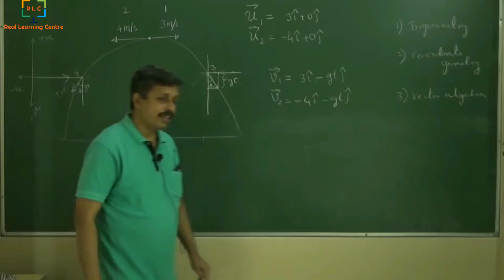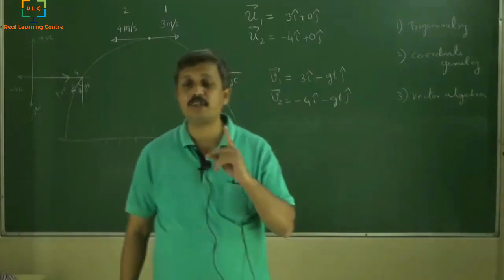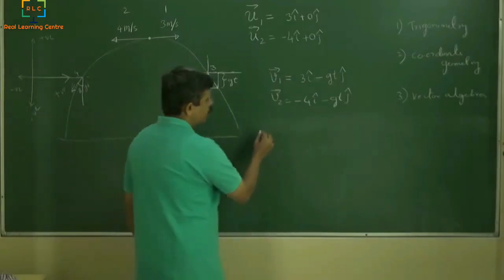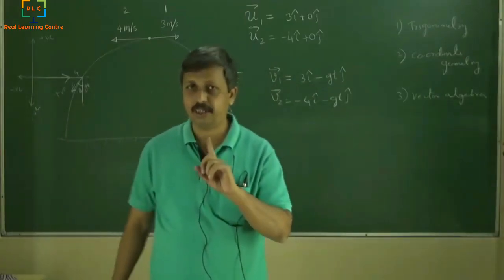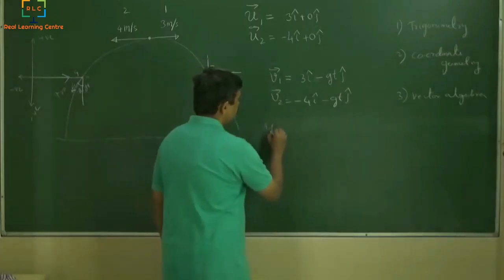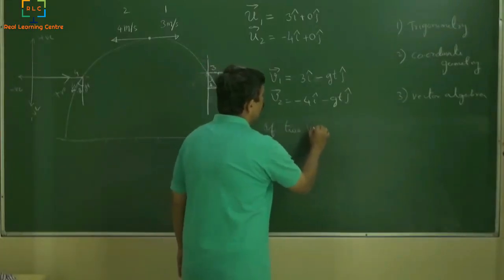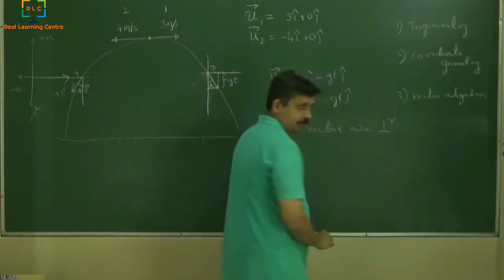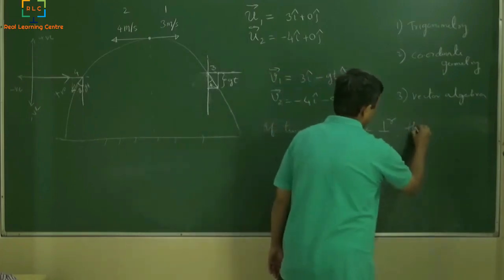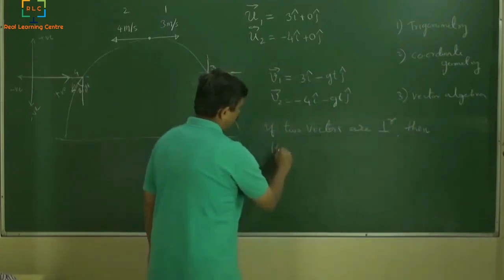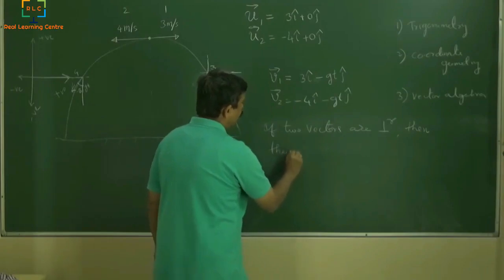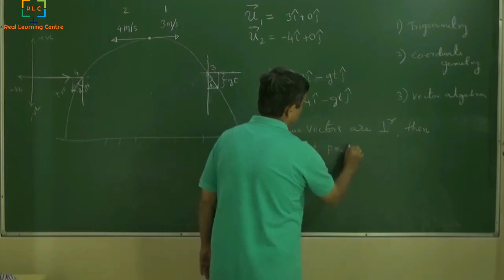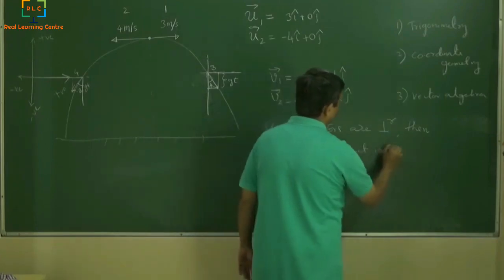So in vectors actually there is an important point that you have to understand. Whenever two vectors are perpendicular, their dot product is 0. That means if two vectors are perpendicular, then their dot product is 0.